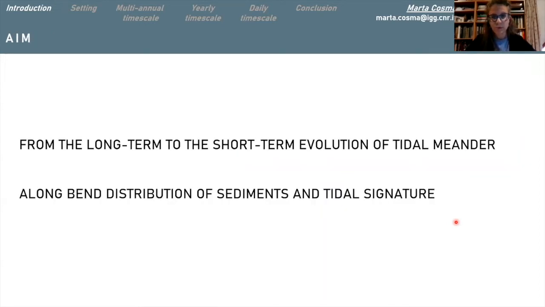Therefore, with the help of a series of aerial photos, high-resolution 3D Lidar surveys, and sedimentary cores, we reconstruct the evolution of the tidal meander and the 3D architecture of the tidal point bar from the long term to the short term, so from the decadal time scale to the daily time scale, particularly focusing on the along-bend distribution of sediments and tidal signature.